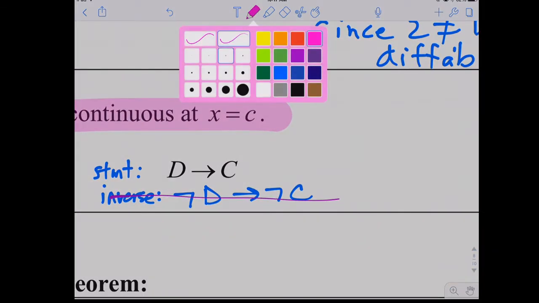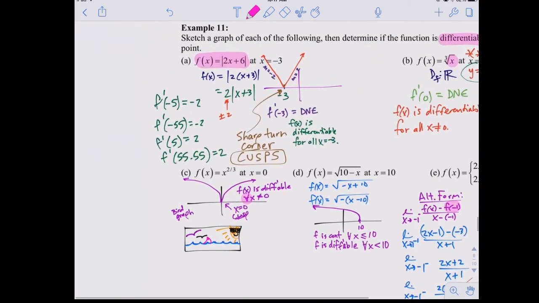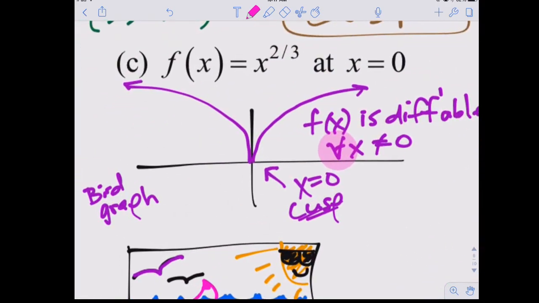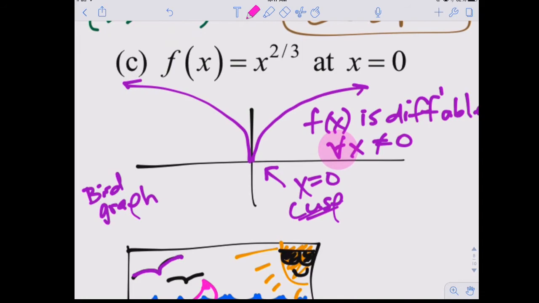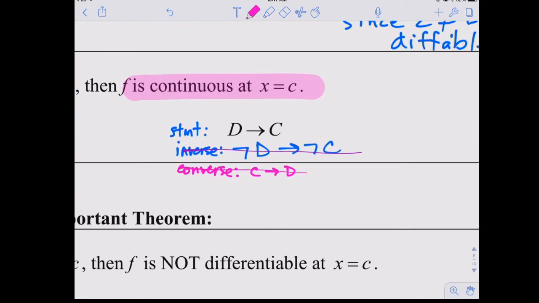You also had another statement called the converse, which basically kept the positive part, but it flipped the if-then. So it would be continuity implies differentiability. Is that true? If a function is continuous at a point, then it's differentiable? No, that's a prerequisite, but just because it's continuous doesn't mean it's differentiable. Counterexample, any one of these, right? There's a function that is continuous, but yet it's not differentiable. So in general, the converse of a statement is not true.